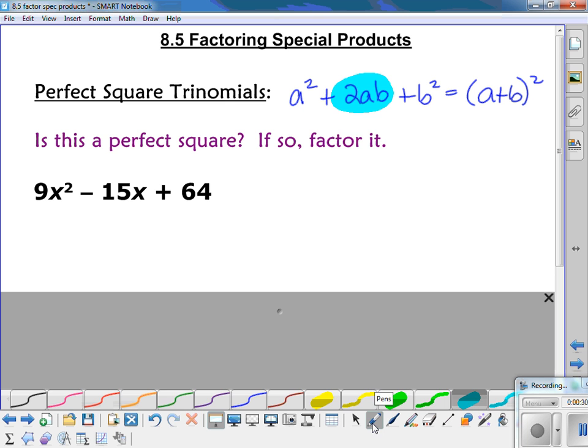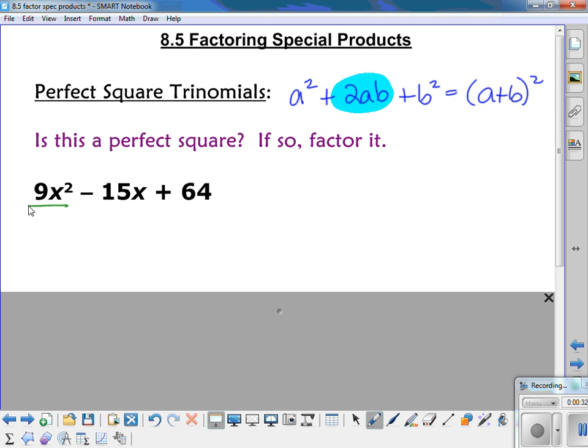So I notice that 9x squared is a perfect square and 64 is a perfect square. So what's the square root of 9x squared? 3x. So I might have 3x times 3x. And what's the square root of 64? 8. So it could be 3x minus 8 and 3x minus 8. I know it's minus because of the negative sign here, right?